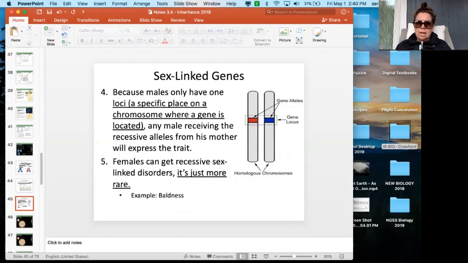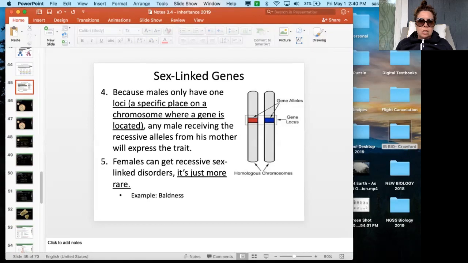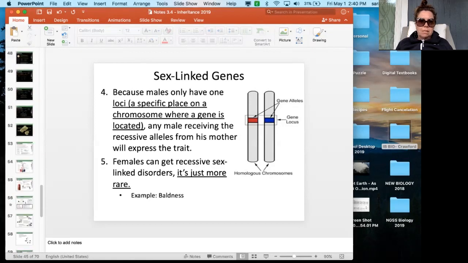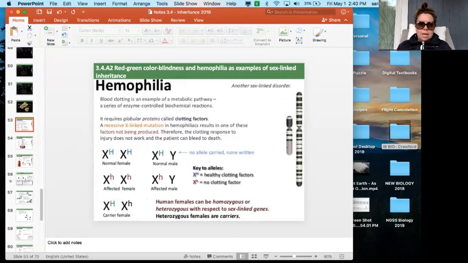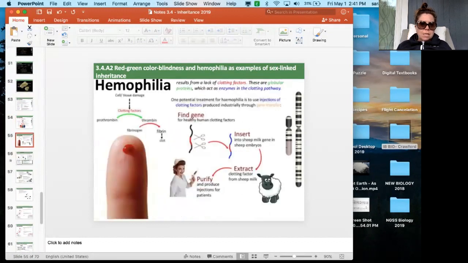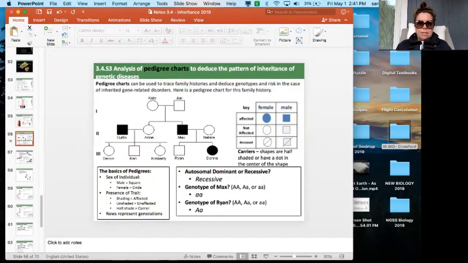So if it's a sex-linked recessive disorder, it's much more common in males. For example, color blindness is much more common in males because they only need 1 affected X. Females can get it, like we just stated, but it is just more rare. So they can get it, they just have to get 2 copies of it instead of 1. All right, I'm skipping way ahead. Hemophilia is another classic example of a sex-linked disorder. You guys can go through all of that.